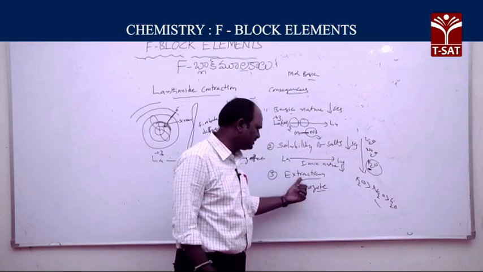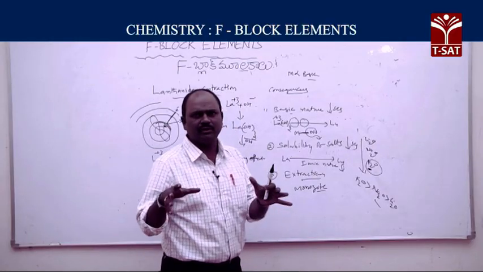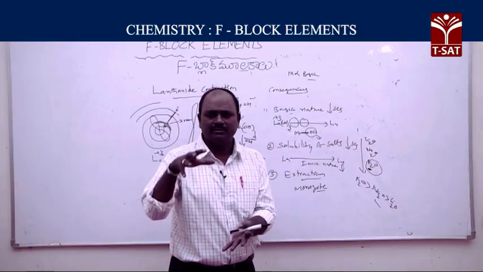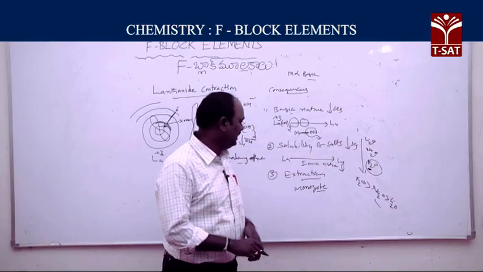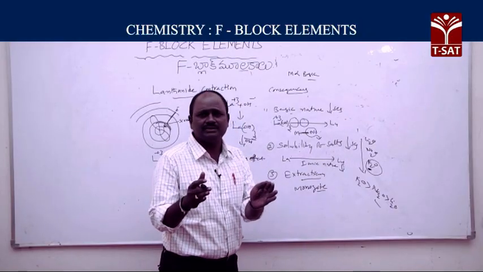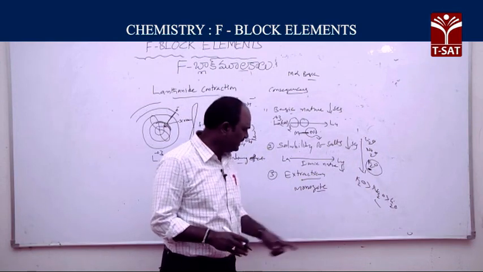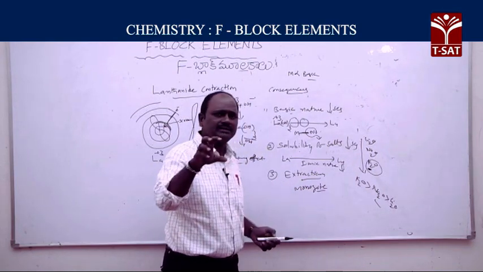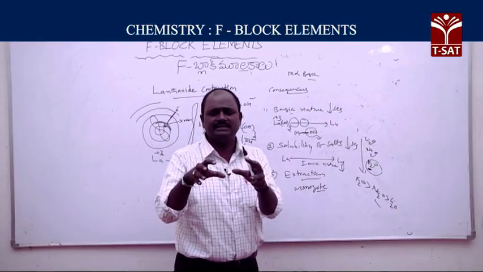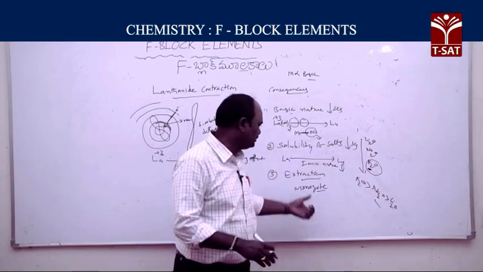And the last one is the extraction of the metals. Now you can take the block elements. Many of the block elements are present only in one kind of mineral or ore, that is due to the lanthanide contraction. Therefore, it's very difficult to separate the metals from the monazite ore, because in the monazite ore many kinds of block metals are present because of almost equal size. Therefore, it's very difficult to isolate those elements from the monazite ore.